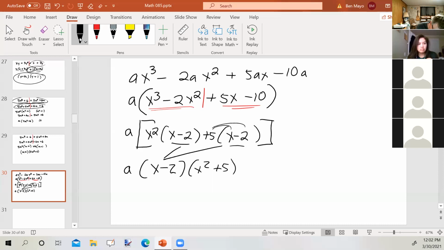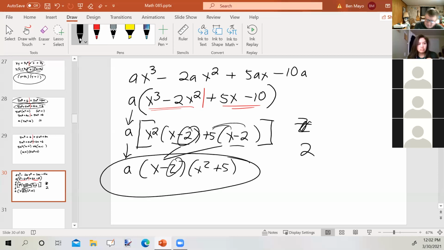And don't forget, this greatest common factor has to be there in the final answer. Sometimes it's hard to tell my 2's from my z's. This is a 2, this looks like a z, but I'll always put a slash through a z. I don't always get loops on my 2's, but I'll try. All right, any questions on that one?